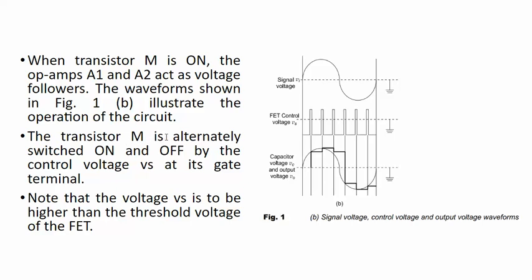The transistor M, as I told you, is going to be switched on and off, closed or open. It is done by a control voltage, and that control voltage is given the name Vs. It is given at its gate terminal. We all know a FET has three terminals: the source, drain, and the gate. At the gate, we apply this control voltage Vs, which is going to control the on and off operation of the switch. Note that this voltage is supposed to be higher than the threshold voltage of a normal FET.